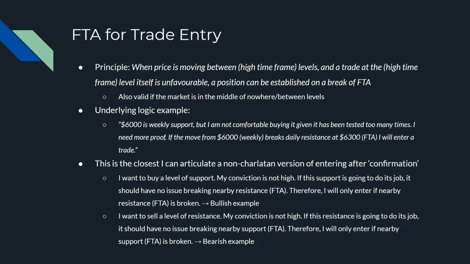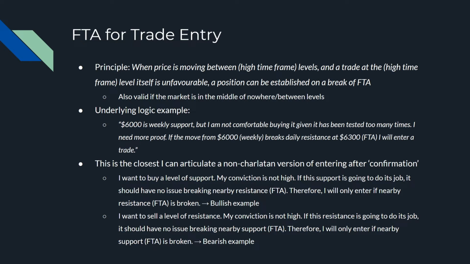So what's the principle here? Well, when price is moving between, and again, all this high time frame, low time frame stuff is in brackets because you don't need to use FTA in a purely high time frame swing trading framework, although that's where my experience is, and I think it certainly helps. Going back to it, when price is moving between high time frame levels and a trade at the high time frame level itself is unfavorable, a position can be established on a break of FTA. Okay? It's also valid if the market is in the middle of nowhere or between levels and you're waiting for price action or a break of FTA to get any conviction.